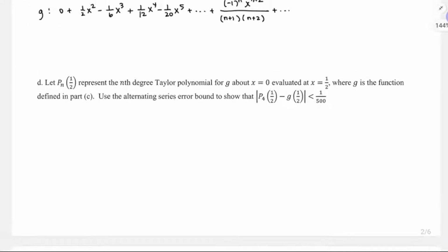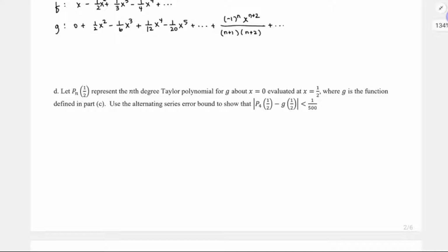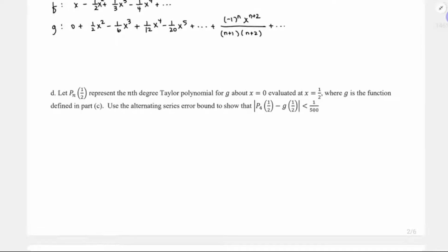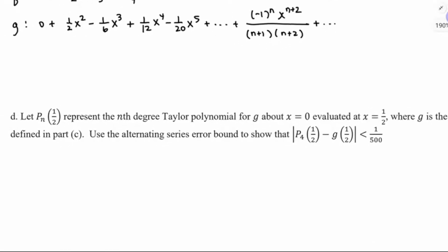Okay, now Pn is the nth degree Taylor polynomial for g around x equals 0, evaluated at x equals half, where g is what we were talking about just before. Use the alternating series error bound to show, oh, that's a disappointment. Okay, I was hoping it was Lagrange error bound. Okay, but this is an alternating series.